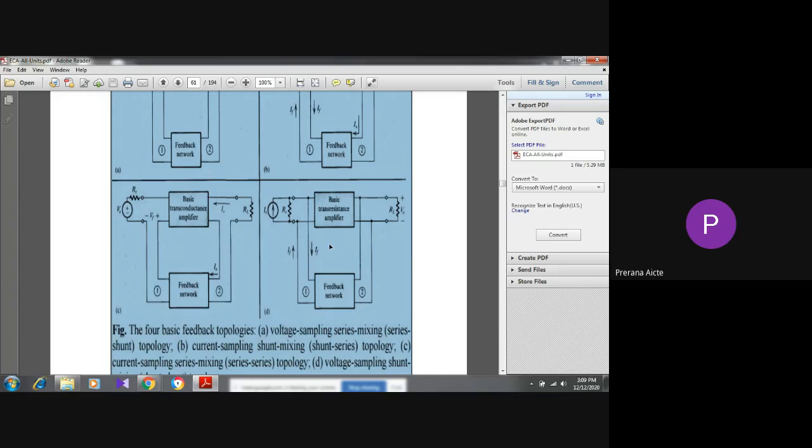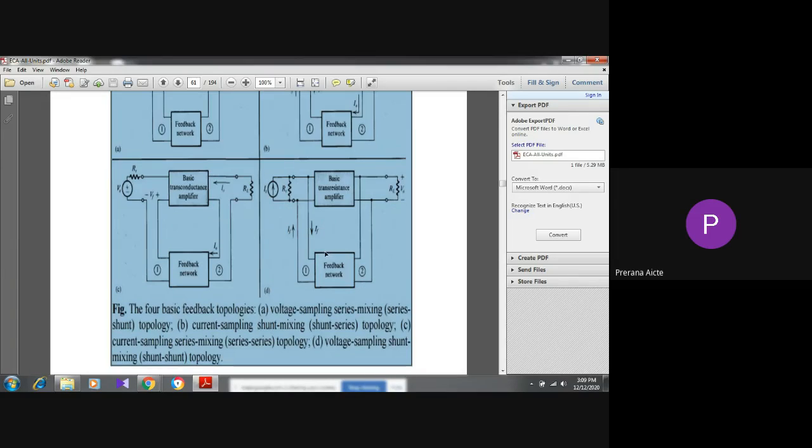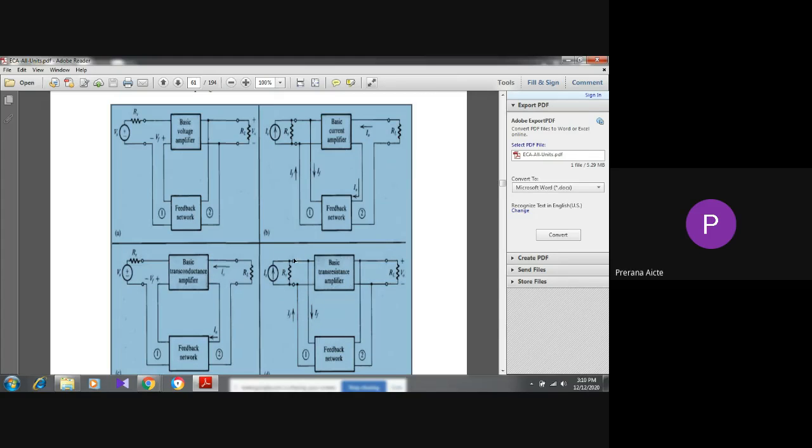And the last one, transresistance. Here the output is voltage and the input is current, so this is voltage shunt feedback. The output is voltage, and shunt input means there is a current source. Voltage by current is equal to resistance. That's why it is called a transresistance amplifier. So these are the differences between these four feedback topologies.